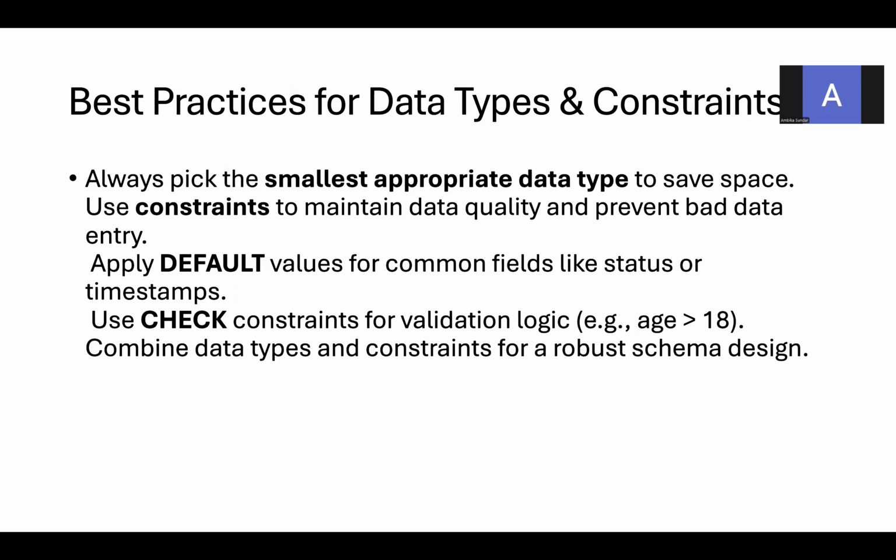Best practices for data types and constraints. Always pick the smallest appropriate data type to save space, so that memory will be saved. You have to use constraints to maintain data quality and prevent bad data entry. When you set some rules on the columns, you prevent bad data from loading into the database. Wherever you go, it is better to follow some rules to maintain discipline. That's why we create some rules for the columns, so that you avoid loading bad data into the database.